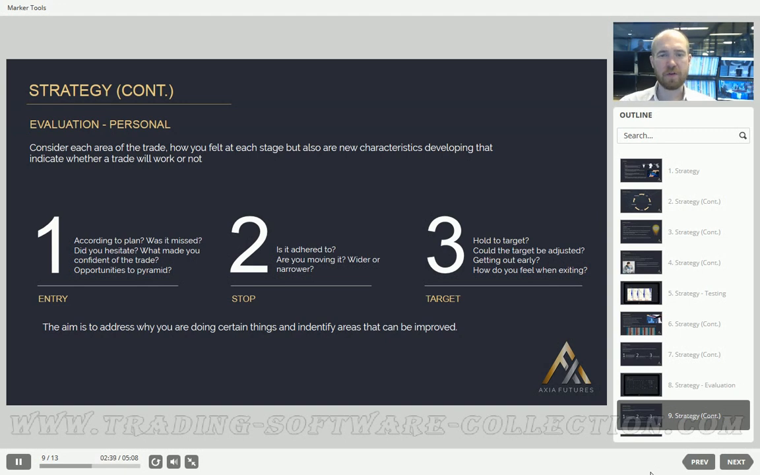Next up, look at your stop. Again, first up, did you adhere to your stop? Are you moving your stop too wide or too narrow? And again, you've got to question why you're doing this. Is it a case that you're moving it too narrow because you're down on the day?